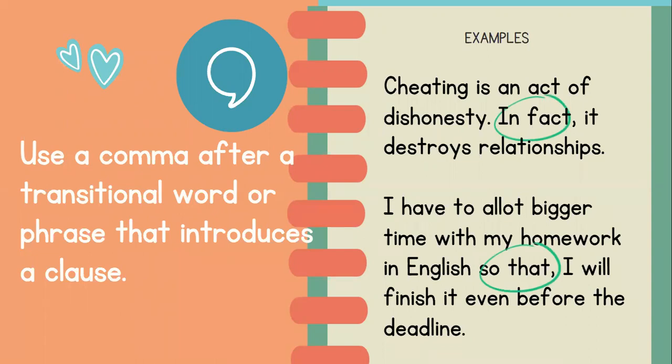As you can see, you have to put a comma after the transitional word that introduces a clause. So the transitional word there in the first example is in fact, and the second example is so that, which were both respectively followed by a comma. This is done in order for the transitional word to properly introduce the clause, to connect them together and form a single thought. Am I clear, class?